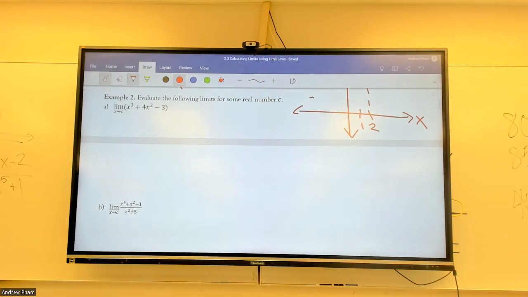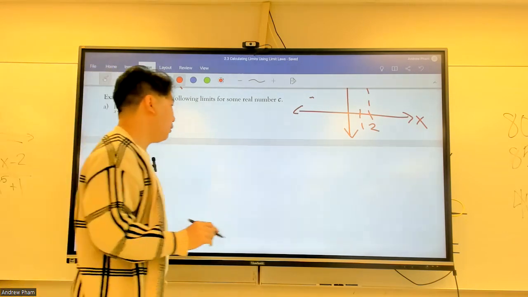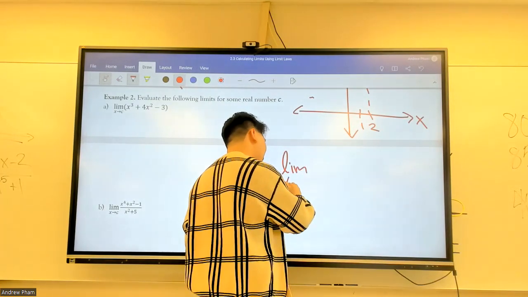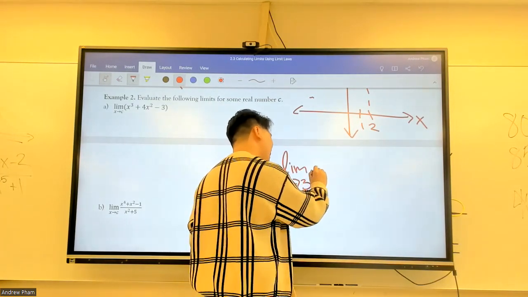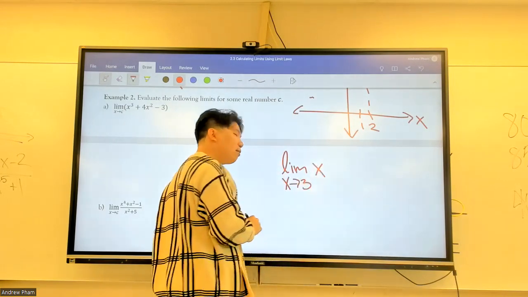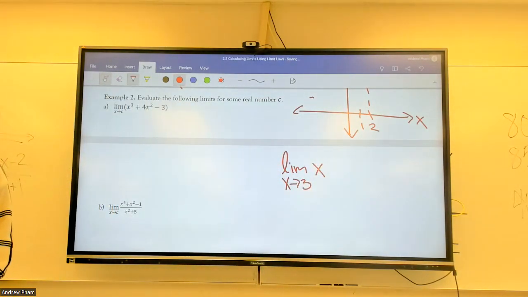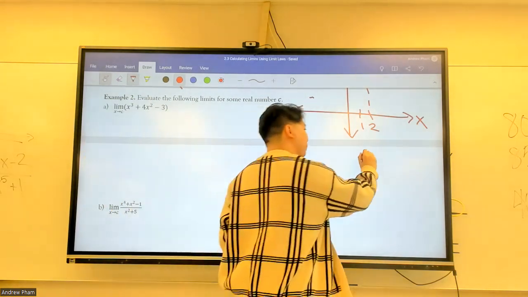So let's go ahead and I'm going to take a side note here. What if I wanted this? The limit as x goes to, I don't know, 3 of just a plain x. Let's think about the function y is equal to x. What does that look like? Y is equal to x.